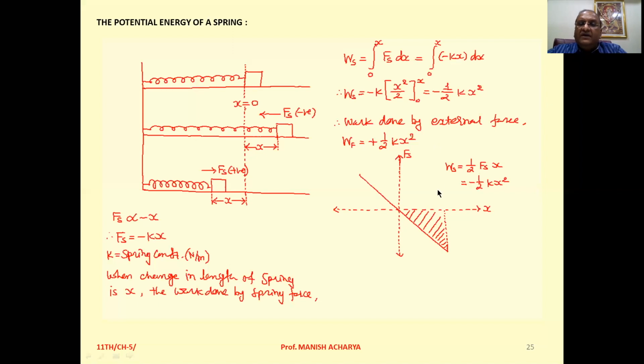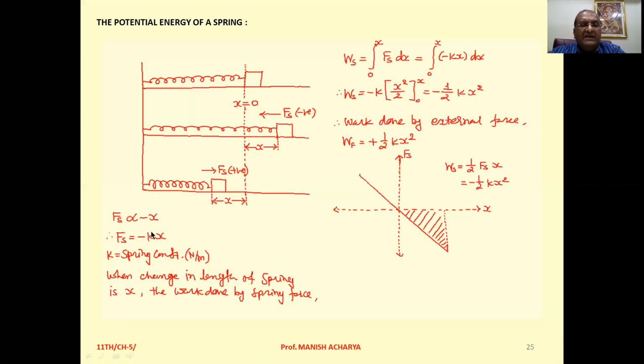Now see, this work done by spring force we can calculate with the help of the graph of force versus displacement. So here linear proportionality is there between force and x. So graph will be a straight line passing through the origin, because if x equal to 0, force equal to 0.